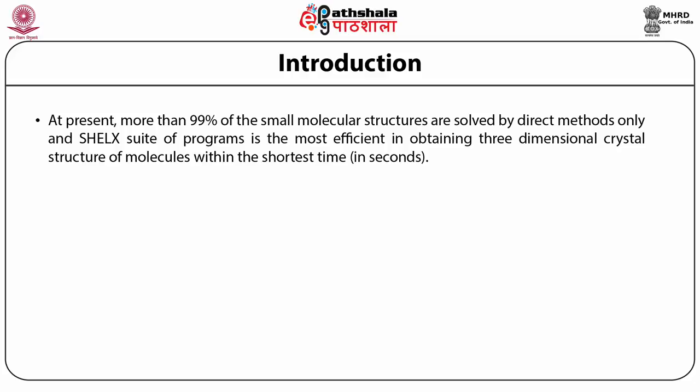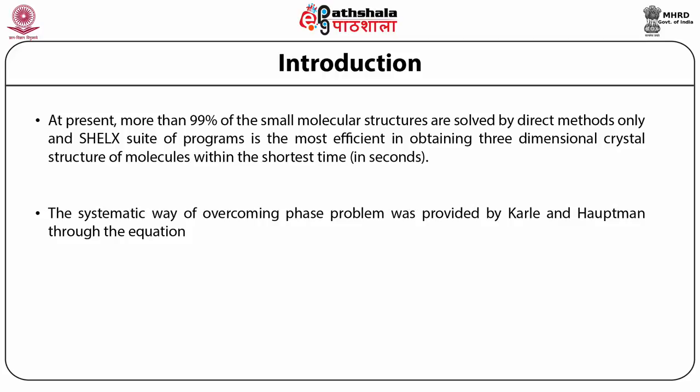If you look into the formalism proposed by Karle and Hauptman, they found a systematic way of overcoming the phase problem, and they developed a synthesis known as E-map, where the average of EH multiplied by e power minus 2 pi i H dot R over all the reflections will be equal to FJ naught over sigma 2 power half if R equals RJ, and if R is not equal to RJ, this value will be 0. What it means is that only at the atomic site, R equal to RJ, the map on the left-hand side will have a non-vanishing value. At the other points, it is 0. So this is known as E-map.